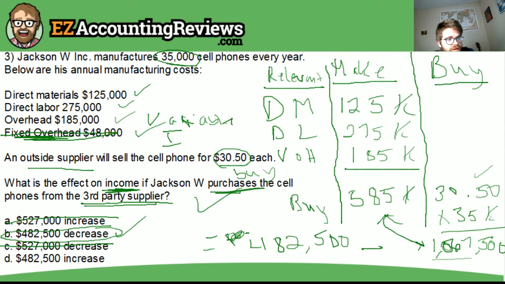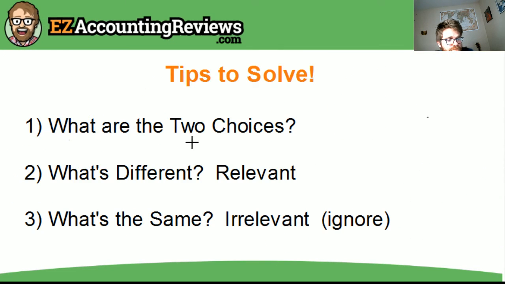So moving on here, tips to solve. What are the two choices, right? Make or buy, accept or reject, keep or drop. Figure out the two choices. What's different? That's relevant. What's the same? That's irrelevant. If you compare those two, you can start eliminating the same stuff that's irrelevant, and you're down to what's relevant. And the problem becomes a lot easier after that. All right, so let's move on here. Hopefully this is helpful so far.